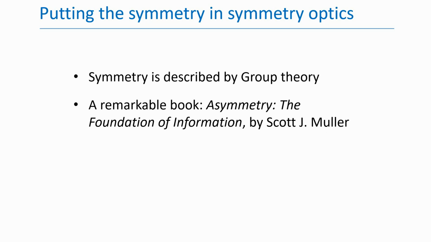The concepts developed in this lecture have been profoundly influenced by a remarkable book called Asymmetry: The Foundation of Information by Scott J. Muller. The core idea of that book is among the deepest, most powerful insights I've ever encountered, and yet Muller's work is virtually unknown. Note that even though Muller uses the term asymmetry to mean something distinct from ordinary symmetry, we consider them both to be two aspects of the single concept of symmetry, which is more or less a synonym for group.